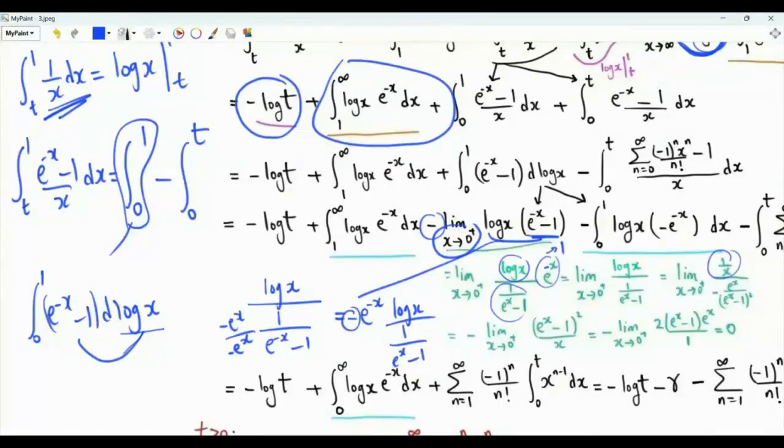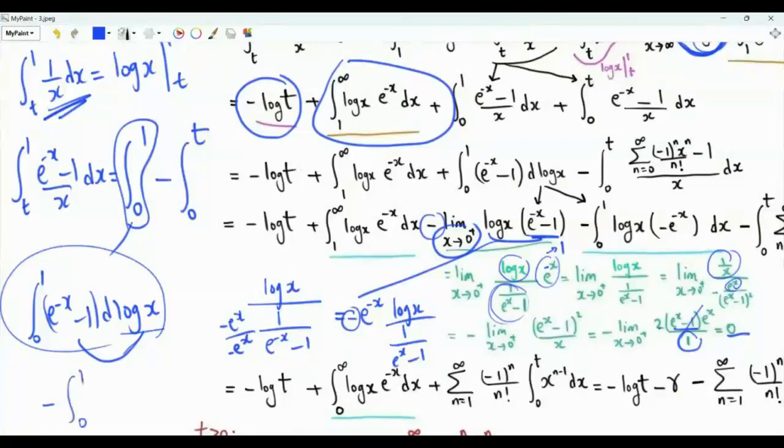If we apply L'Hopital's rule, the numerator becomes 1 over x, and the denominator becomes minus e to the x divided by the square of (e to the x minus 1). As x tends to 0, the exponential goes to 1, and we are left with (e to the x minus 1) squared divided by x. Both the numerator and denominator tend to 0 as x tends to 0. We can apply L'Hopital's rule again. The denominator becomes 1. The numerator is 2 e to the x times (e to the x minus 1). As x tends to 0, this will be 0.